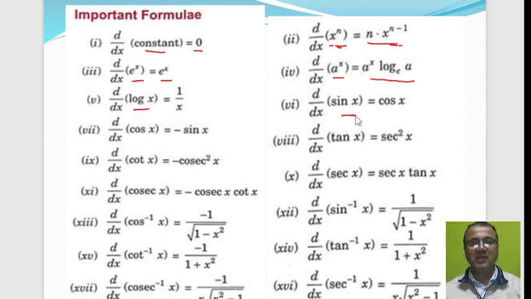So derivative of sin x is equal to cos x. Now, what is the value of the derivative of cos x? Minus sin x. So derivative of tan x is equal to sec square x.